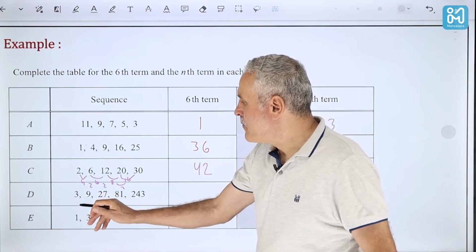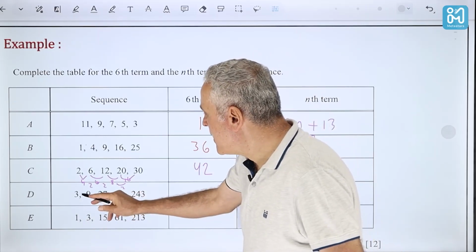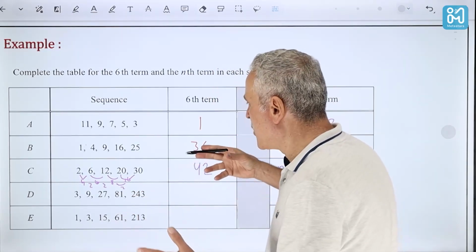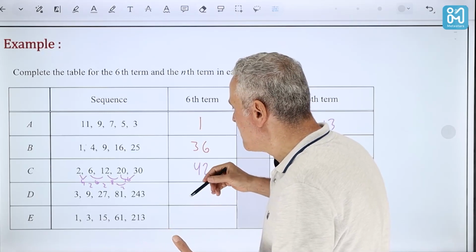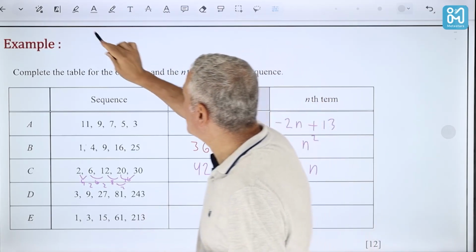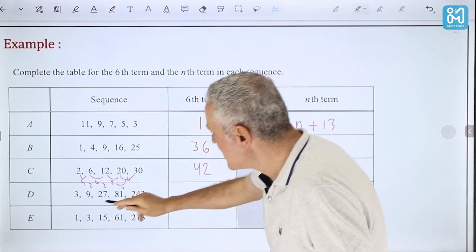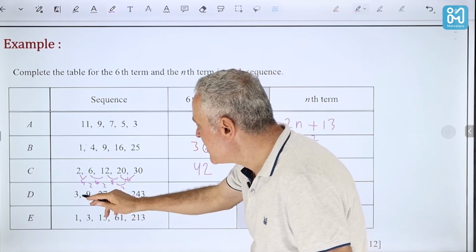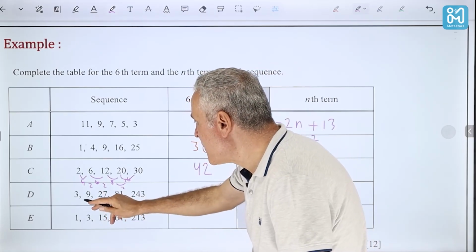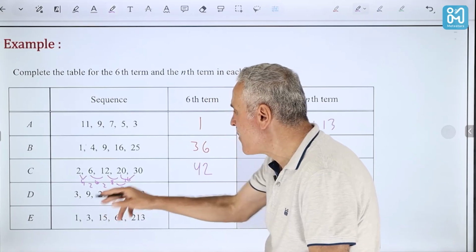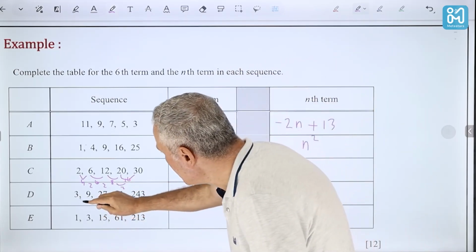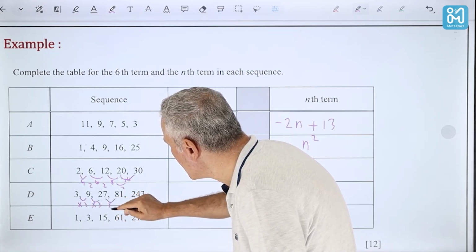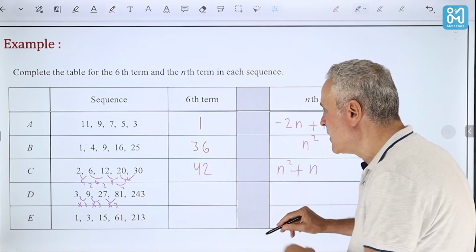Okay. For sequence D, we have 3, 9, 27, 81, 243. They look like the cube numbers, by the way, I think. But probably I would just follow the procedure for checking what type of sequence this is. Add 6, it's not 6, so it's not arithmetic. Find the differences, or first find, do we have multiplication of the same number? Yes, it is. So this is times 3, times 3, times 3, and so on. So this is geometric here.